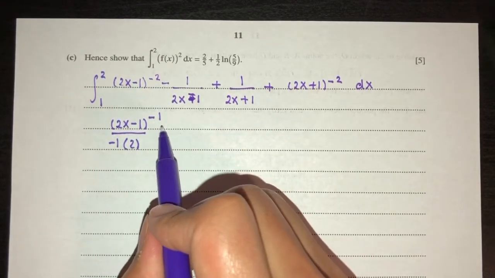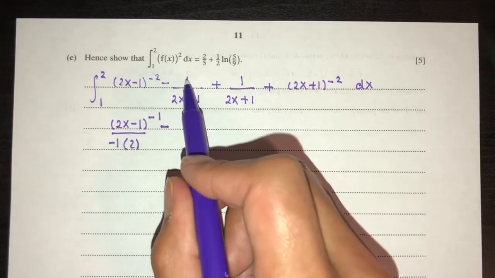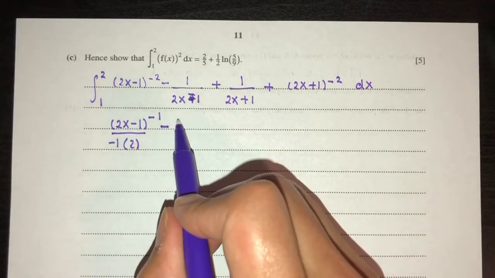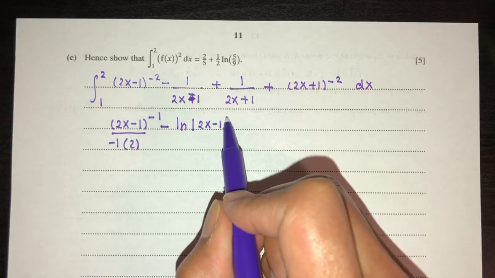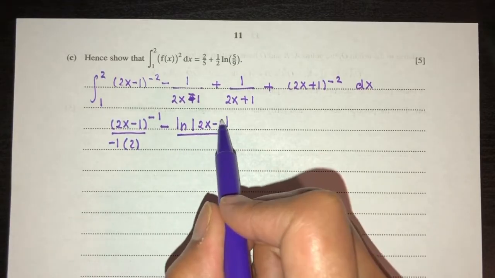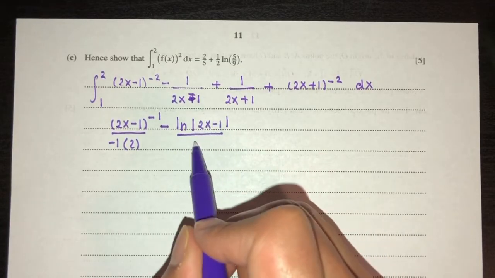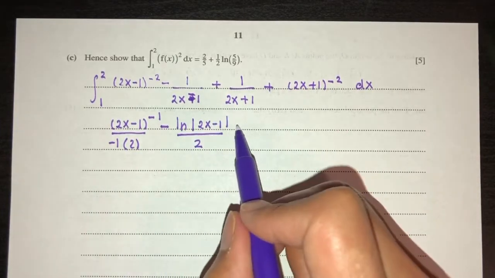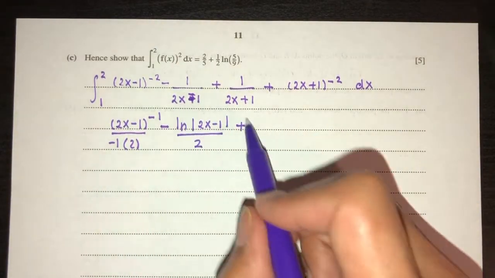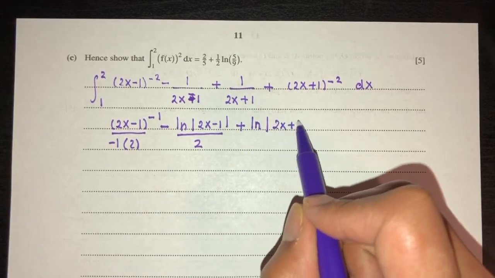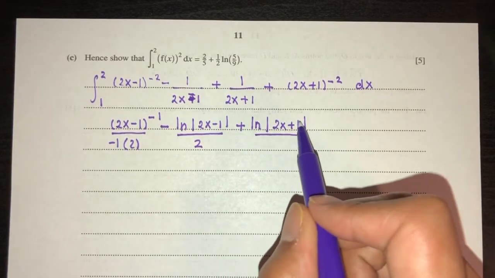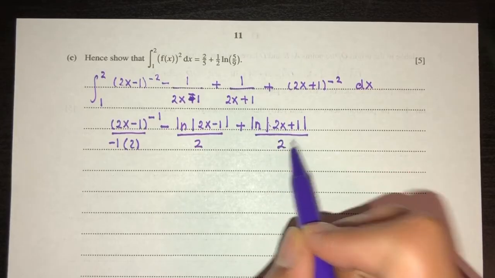Now this one, we have minus here, write down minus, and we have 1 over 2x minus 1. We can take ln of the value inside, which is 2x minus 1. Then we have to divide by the differentiation of the inside, that will be 2. Here we have plus, and then same thing, we take ln of 2x plus 1, divide by the differentiation of the inside, that will be 2.